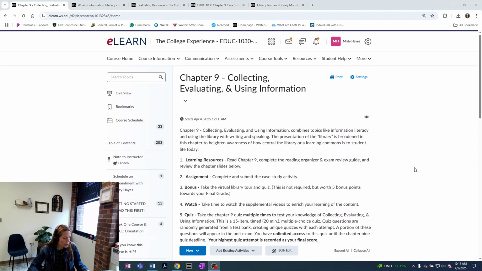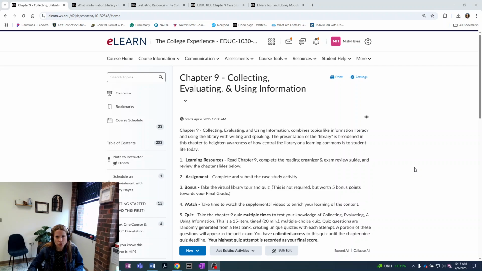So your textbook on page 199 really starts getting into what information literacy is and how this helps you make good choices. So make sure that you read chapter 9. There is a lot of information in this textbook about helping you with researching, because researching really is that first piece, right? When we're trying to collect the information, but where do we even start, right? Where do we go?